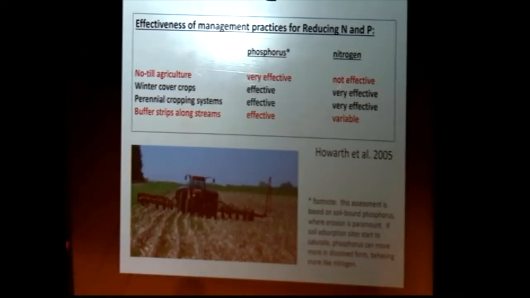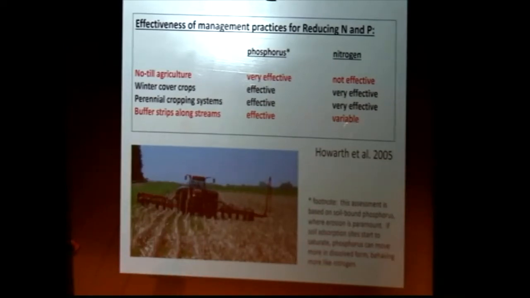It's not effective at all for nitrogen, and in fact there are several studies showing that when you go to no-till agriculture, you aggravate the problem of leaking nitrogen to downstream streams and lakes. Buffer strips are also really nice for phosphorus because, again, you're dealing with erosion. You're capturing the eroded soil rather than letting it get into your streams and lakes.